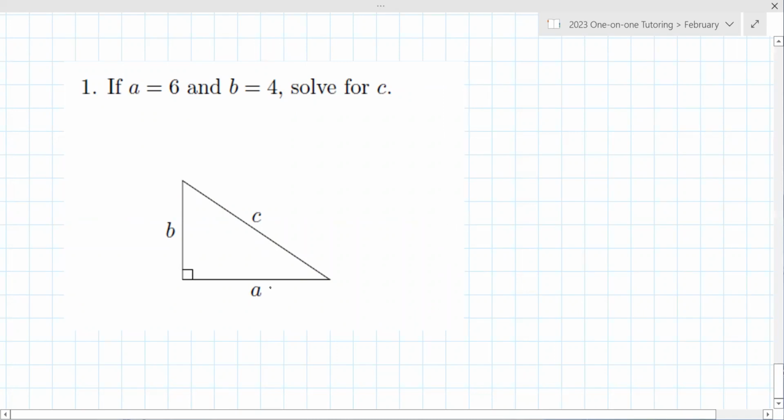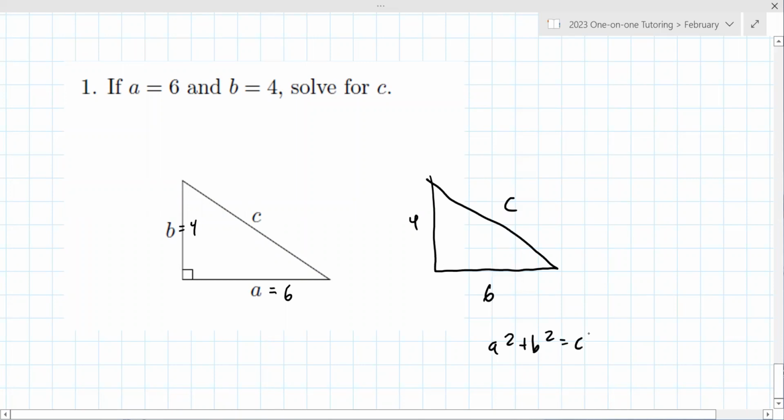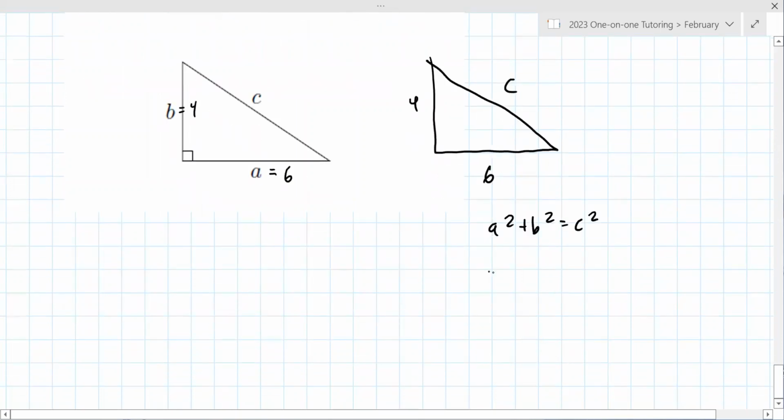So it's always good to label them in the drawing. If you don't like the letters, you can come off to the side and relabel them. Okay. So we're going to use Pythagorean theorem, right? A squared plus B squared equals C squared. So that's 4 squared plus 6 squared equals C squared. That's 16 plus 36, which would give you 52.